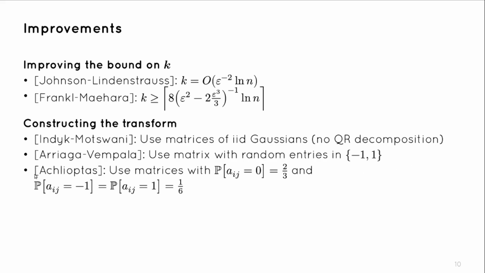And then Achlioptas, a bit later, showed that you can improve that a little bit by having a sparse matrix. He showed that you can use a matrix also with IID entries, but with the probability of getting 0 being 2/3, and the probability of getting either minus 1 or 1 being 1/6 each. That means only 1/3 of your entries are non-zero. His argument is that if you want to do the Johnson-Lindenstrauss transform on a database with very large dimensions, then this helps you shave a little bit of compute time.